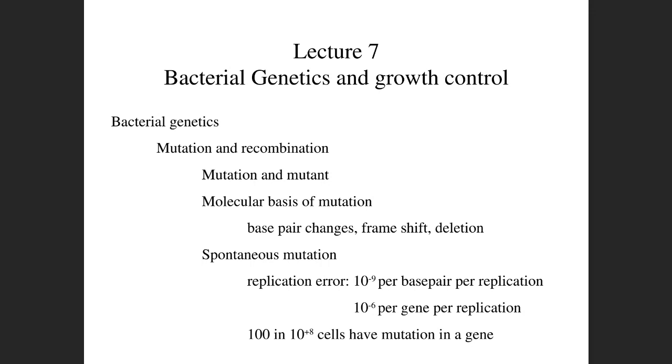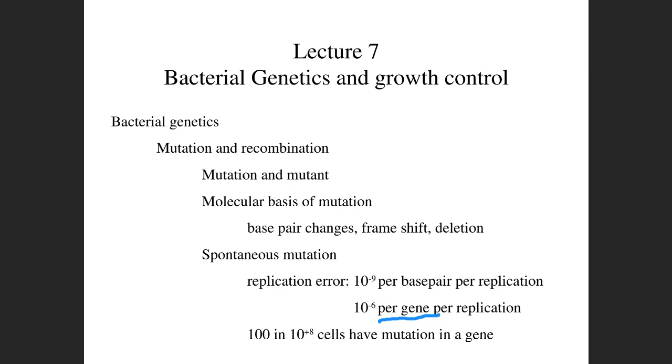Can you achieve that frequency, 1 in a billion? You're typing 1 billion characters, and you can only make 1 mistake. That's how accurate it is. Now, since a gene is 1,000 base pairs, each gene is 1,000 base pairs.